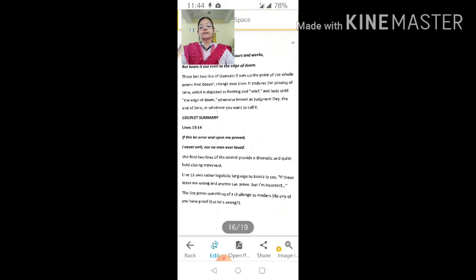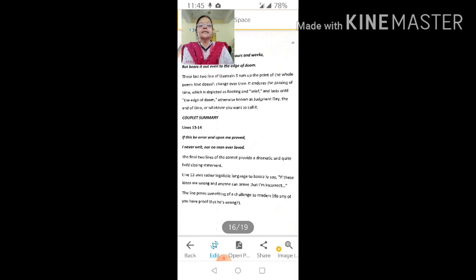The couplet, that is the last two lines, lines 13 and 14. "If this be error, and upon me proved, I never writ, nor no man ever loved," says Shakespeare in the sonnet. The final two lines of the sonnet provide a dramatic and quite bold closing. Quite a bold closing statement.